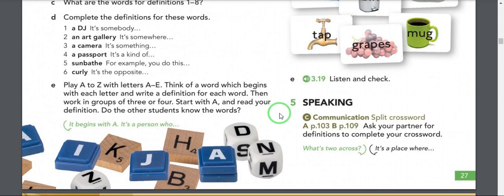We do communication. Split crossword. Ask your partner for definitions to complete your crossword. What's 2 across? It's a place where... Okay, let's go to pages 103 and 109.